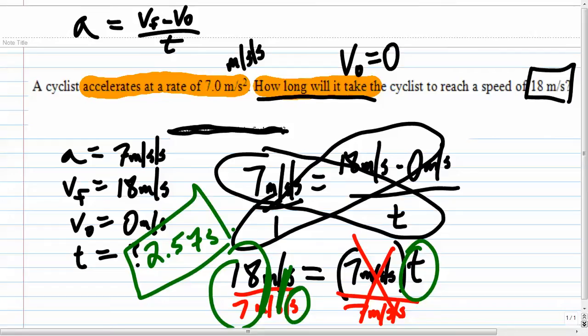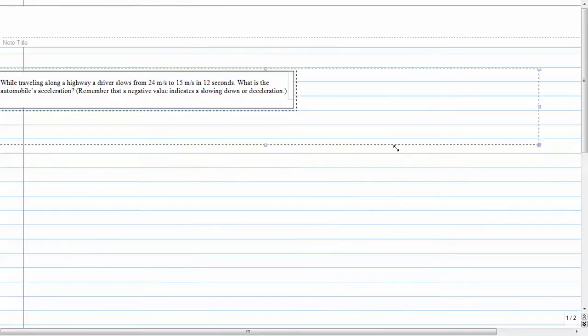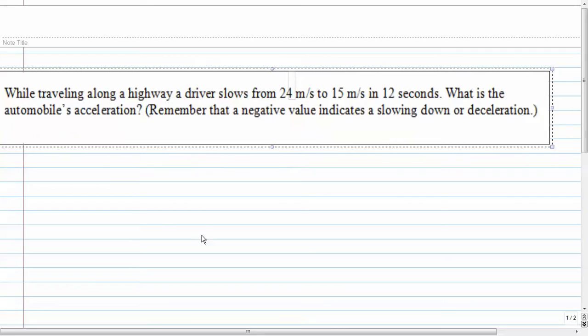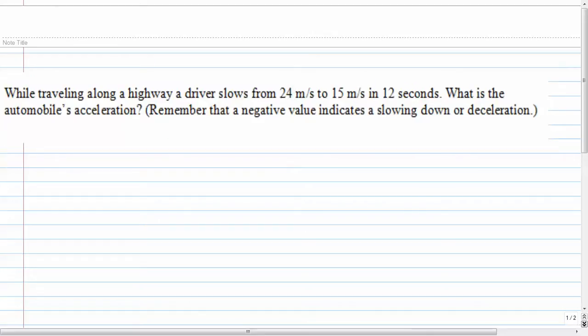So there's one problem. I want to do 2 more, and I kind of dawdled a little bit on that one. Maybe I'll go a little bit faster. Okay, so problem number 2. Let's take a look at this. All right, so let's see if we can dissect this one. What do we got here?